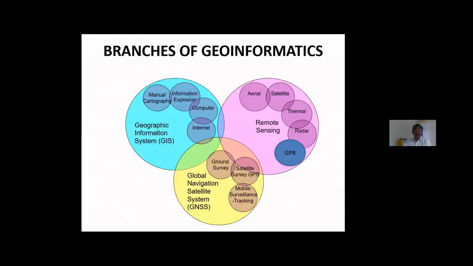And what are the concerns or branches of geoinformatics? There are three major elements in geoinformatics. One is remote sensing, second is GNSS, and the third is GIS.